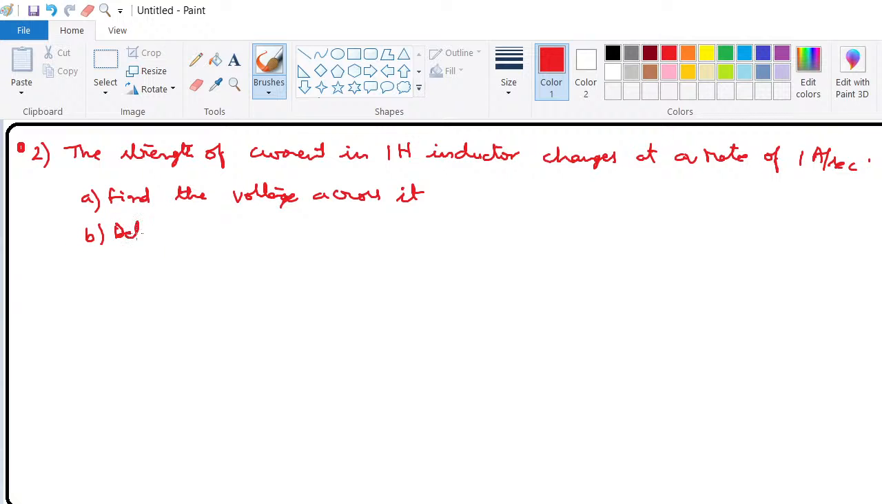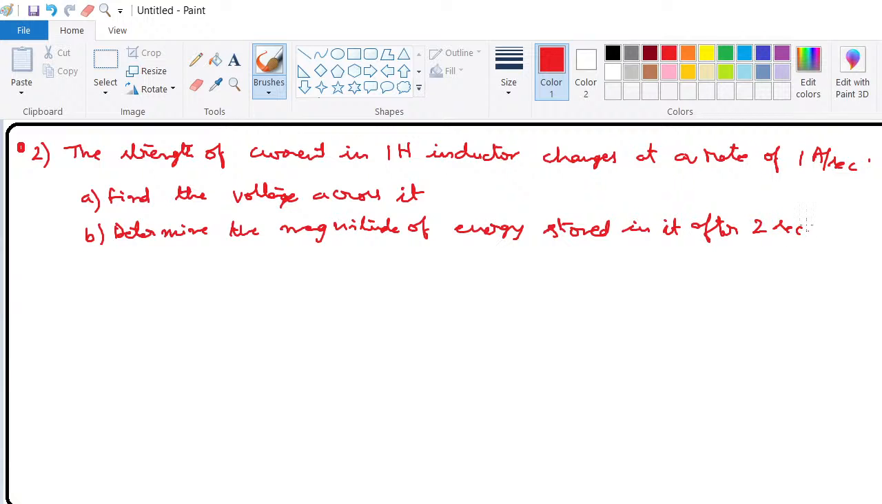Determine the magnitude of energy stored in it after 2 seconds. Okay, after 2 seconds. So let me solve this problem.